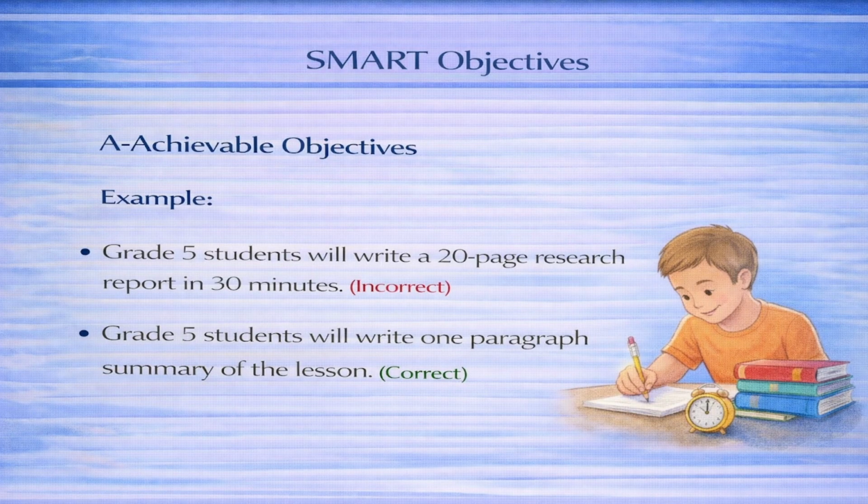The third one is achievable. The objective should be achievable. This means objective should be realistic and possible for the student to do or complete. For example, first objective is grade 5 students will write a 20-page research report in 30 minutes. And the second one is grade 5 students will write one paragraph summary of the lesson. So the first one is unrealistic and cannot be achieved according to the student's age and available time.